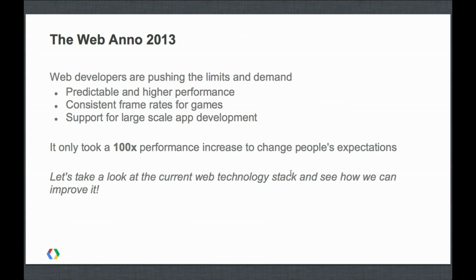So today, web developers are really pushing the limits of the platform, and they really want and demand predictable high performance, higher and higher actually. They want consistent frame rates for their games, and they really want to support large-scale application development. So people's expectations for this platform have really changed. They really demand these things now, and all it took was a 100x performance improvement. It makes a really big change to the technology stack when you do these things.